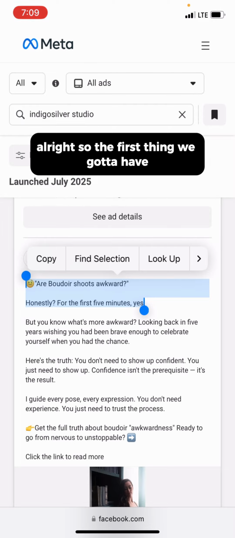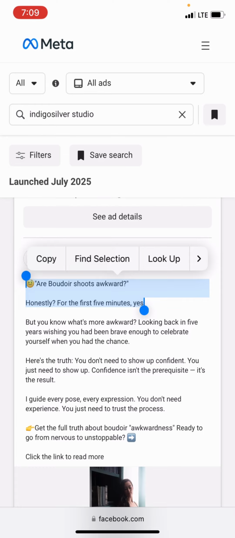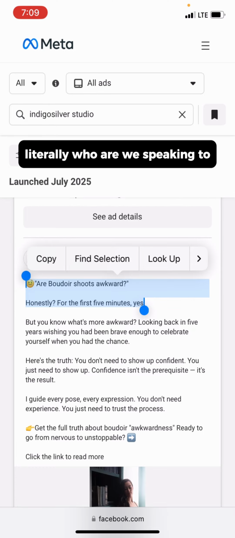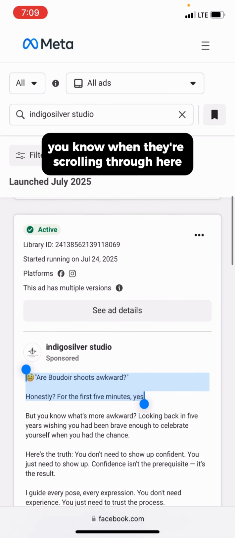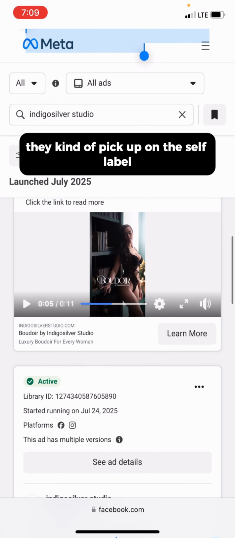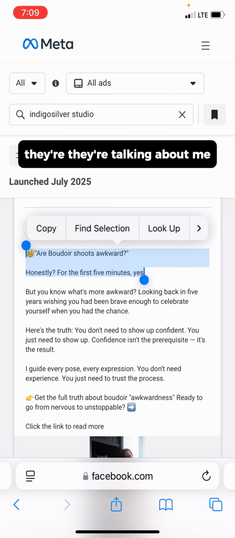All right, so the first thing we gotta have is a who. Who are we speaking to? Literally, who are we speaking to? What's a self-label they would have? You know, where they're scrolling through here, they kind of pick up on the self-label, they scroll back up to read it because they say, oh, they're talking about me.